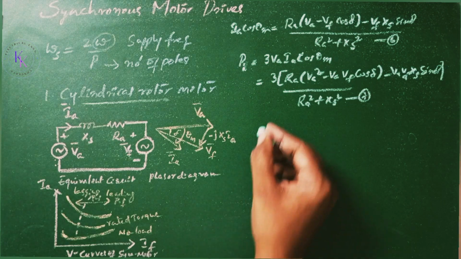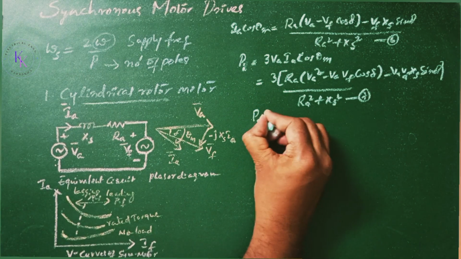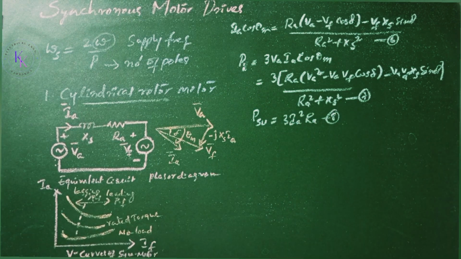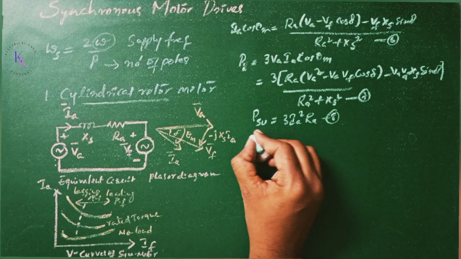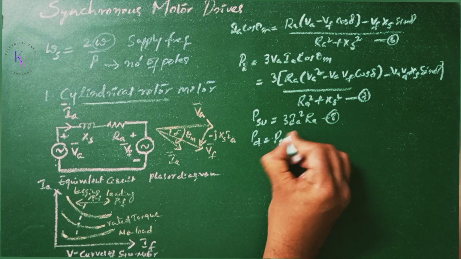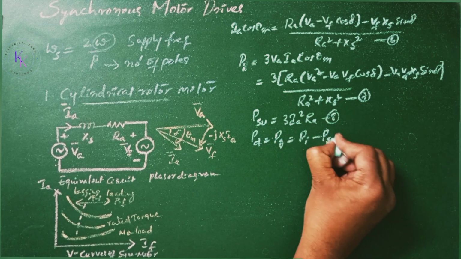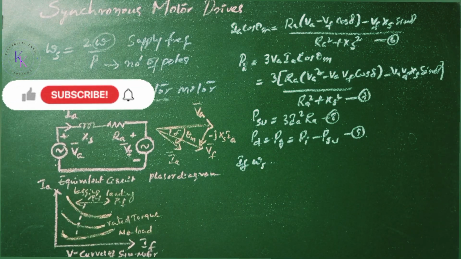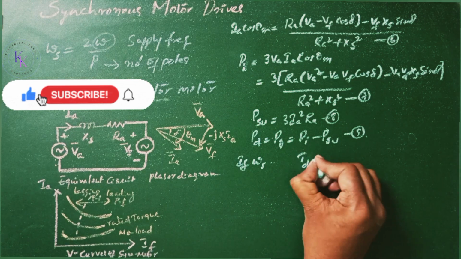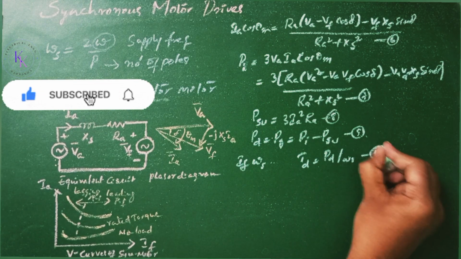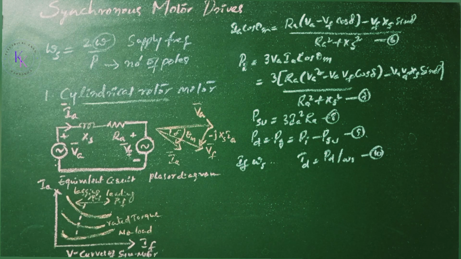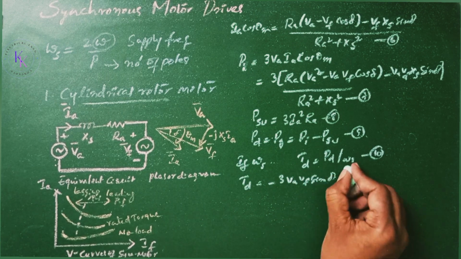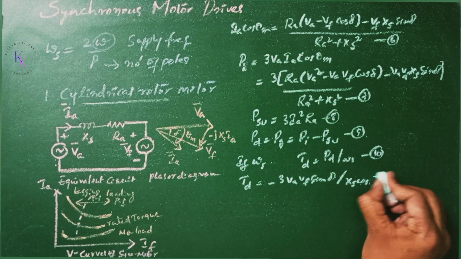Now the stator, which is nothing but armature copper loss, is given by Psu equals 3 Ia square Ra, let it be 8, and the gap power, which is the same as the developed power PD, equals PG, which equals Pi minus Psu. Let it be equation number 9. If omega s is the synchronous speed, which is the same as the rotor speed, the developed torque will become TD equals PD by omega s. Let it be equation number 10. If the armature resistance is negligible, then TD will become minus 3 Va Vf sin delta divided by XS omega s. Let it be equation number 11.